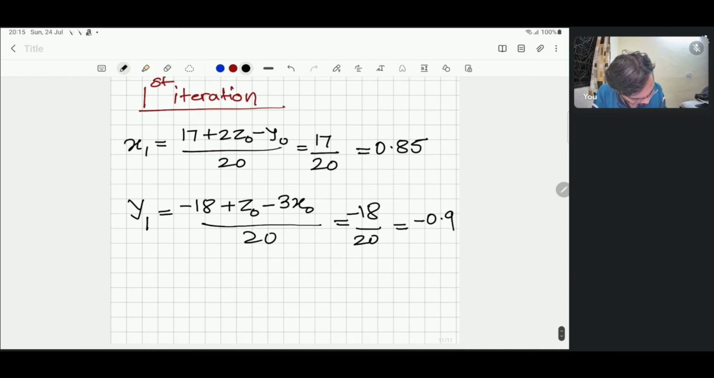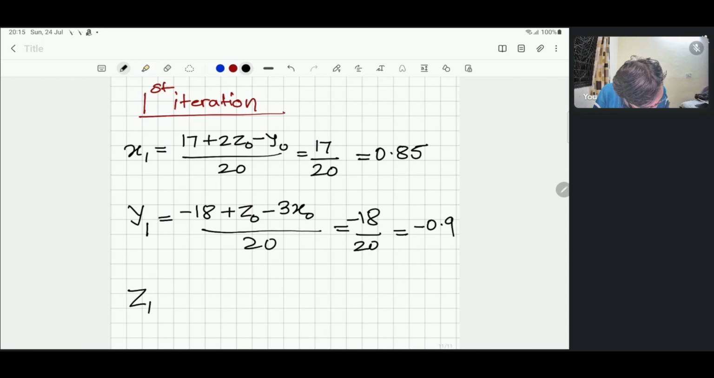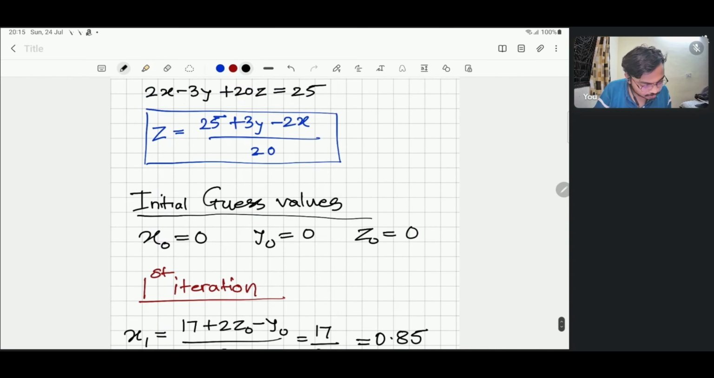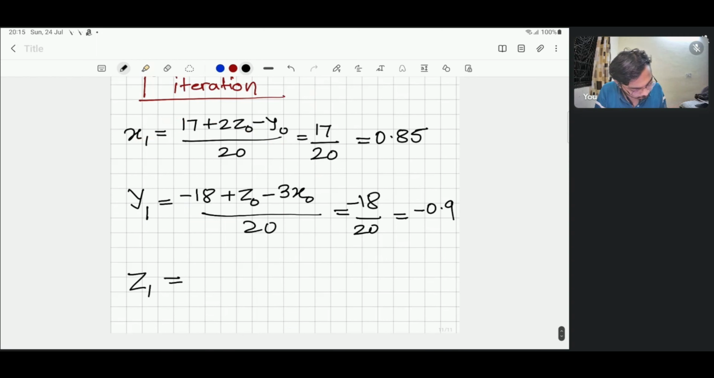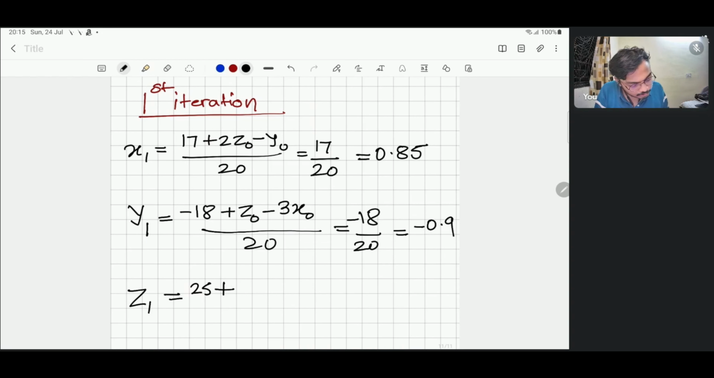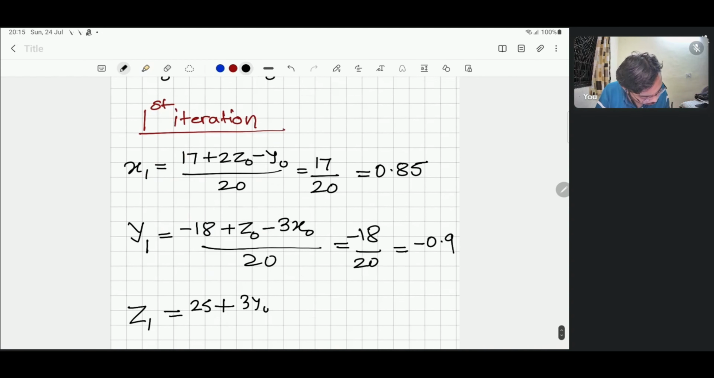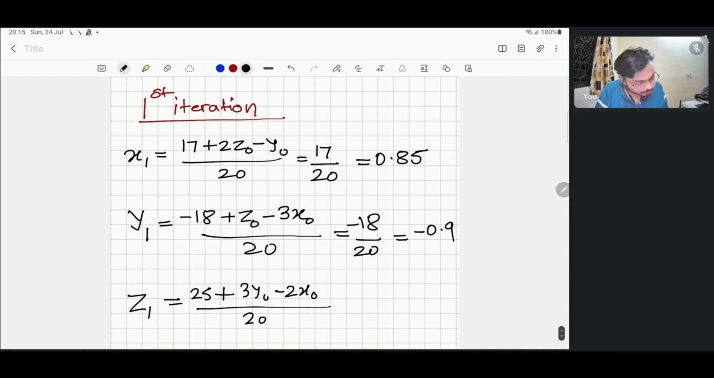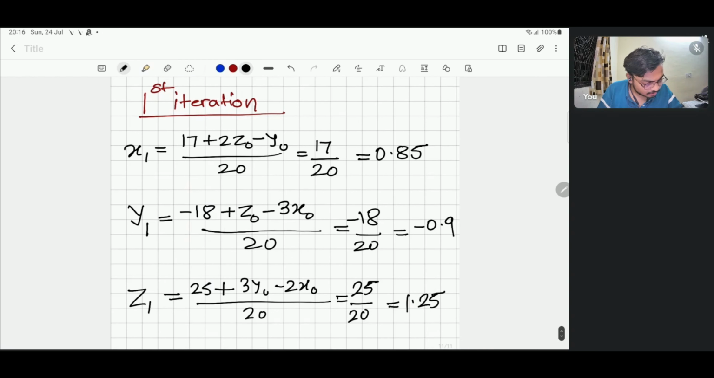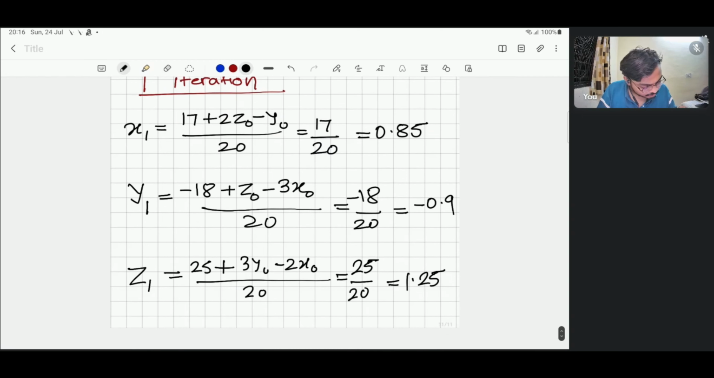Again, the value of z1 for the first iteration is 25 plus 3y0 minus 2x0 upon 20. Substituting zero for y0 and x0, we get 25 by 20, which is equal to 1.25. Now, again, we have to take the second iteration.